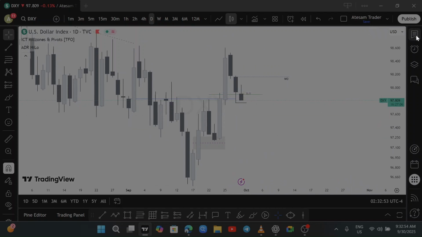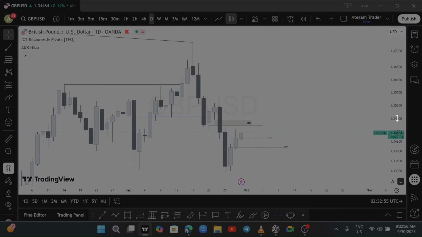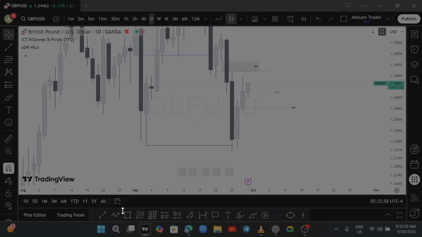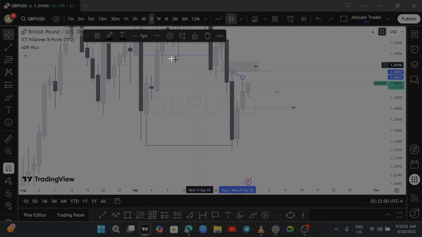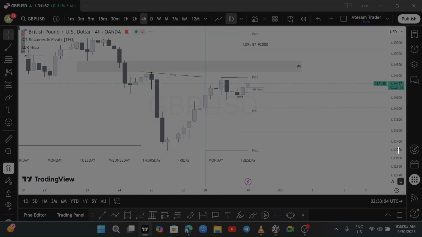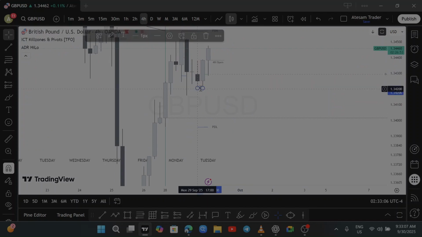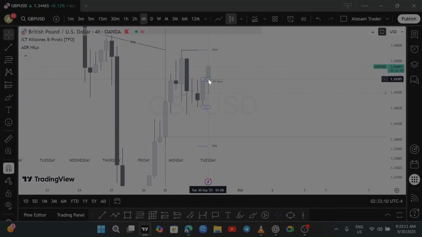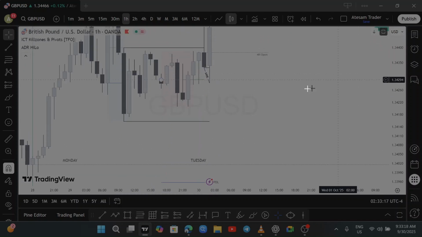We have no bias in the dollar, but in the GBP USD when I came, I saw we have SMT here with this euro. Okay, so this candle, I took the trade in this candle. Why? Because at that time I was expecting this candle is forming the reversal candle.